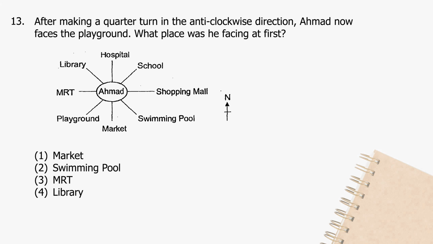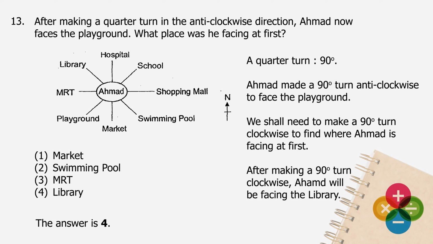Question 13. After making a quarter turn, in the anti-clockwise direction, Ahmad now faces the playground. What place was he facing at first? A quarter turn is equal to 90 degrees. Ahmad made a 90 degrees turn anti-clockwise, to face the playground. We shall need to make a 90 degrees turn clockwise, to find where Ahmad is facing at first. After making a 90 degrees turn clockwise, Ahmad will be facing the library. The answer is 4.